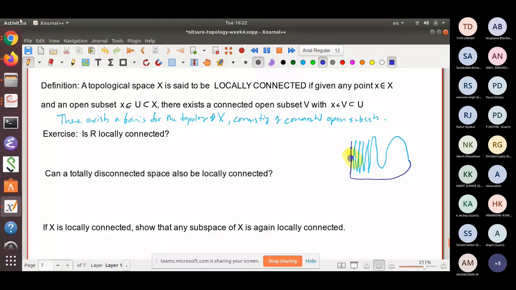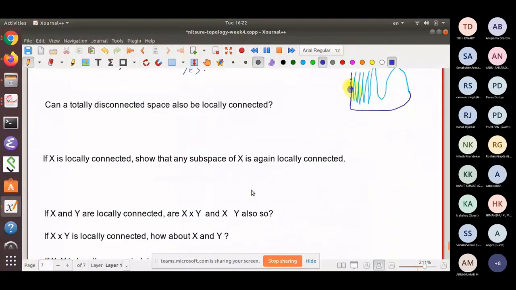Now, is R locally connected? Yes or no? Yes. Can a totally disconnected space also be locally connected? Yes, sir. For example, R with discrete topology. Yes, any discrete space, why R? Any discrete space is totally disconnected, but also locally connected. Also, the empty space is totally disconnected and locally connected.